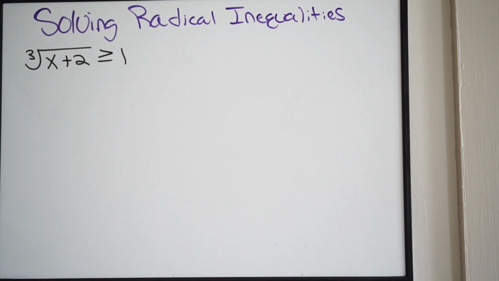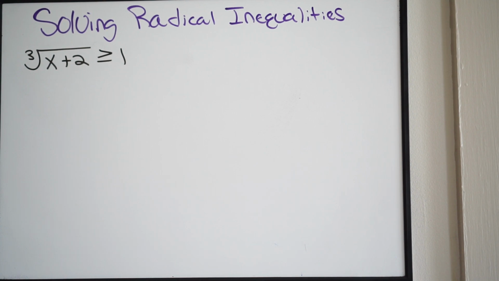Alright guys, here is example number 3 of 3. So we've already gone over 2 examples. So this is going to be the third example of solving radical inequalities. And notice that in this example, we're dealing with a cubed root and not a square root. However, we're going to go about solving this the same way we were in the previous 2 problems.